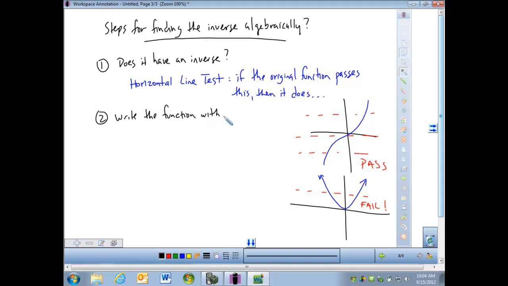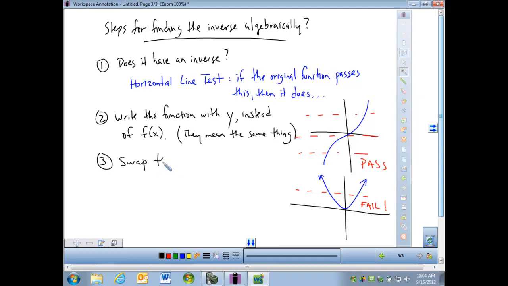So once we've determined that our function does have an inverse, what we're going to do is very similar to what we did earlier. We're going to do some flip-flopping with our y's and our x's in order to figure it out. So what we'll do is we'll start by writing our original function. And since f of x and y really mean the same thing, we're going to write it with y equals instead. Once we do that, we're going to swap the y's and the x's in the function.